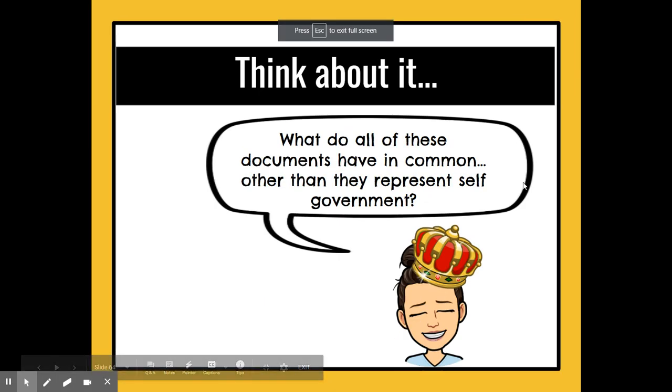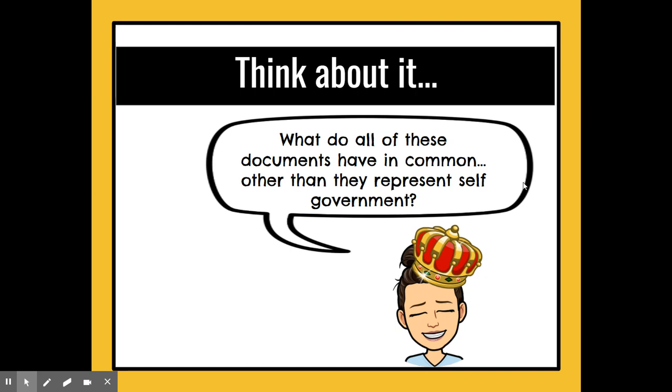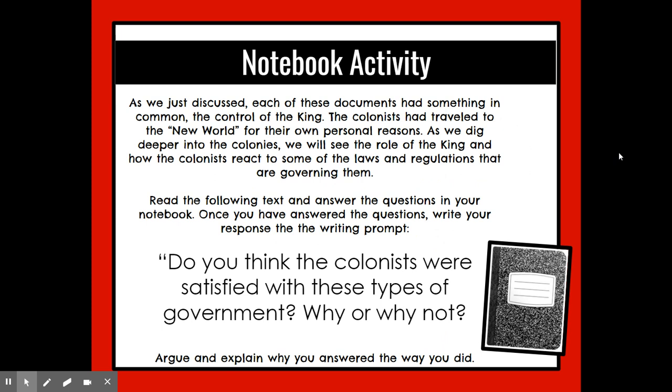So we just talked about 3 documents. This is a very short discussion today. But these 3 documents all have something in common other than representation of self-government. Can you find the common theme? They all still have the king or the queen making decisions in their colonies. So each document has the commonality of the control of the king.